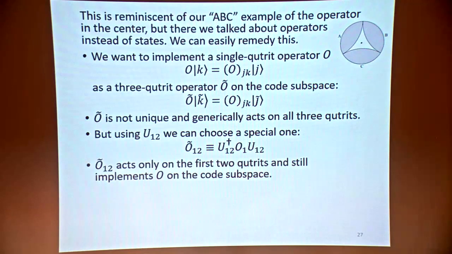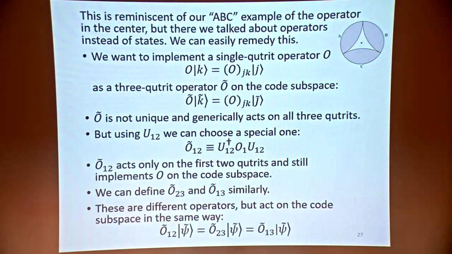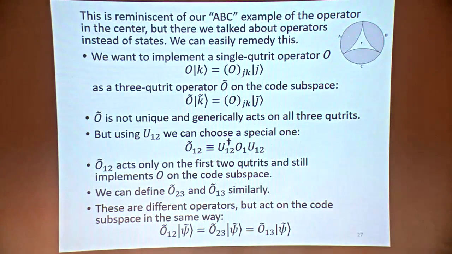Again, by construction, O tilde 1,2 acts on only the first two qubits, but it still implements O on the code subspace. Now, by symmetry, I can define similarly O23 and O13. So the statement is that they are different operators. They act differently if we consider all states in the Hilbert space. But on this special three-dimensional code subspace, which has a physical information about the underlying qubit, they act in the same way.